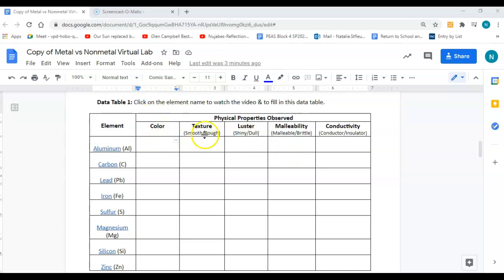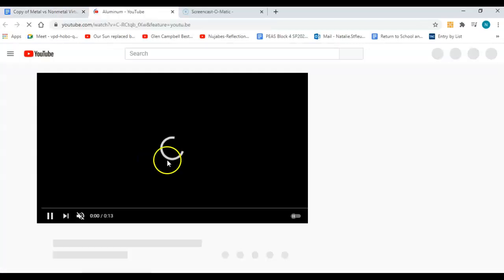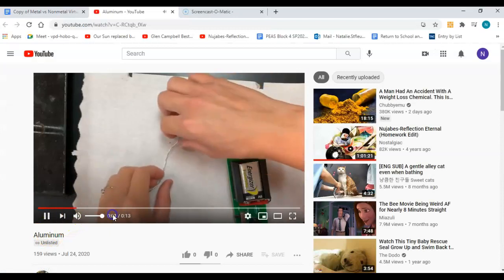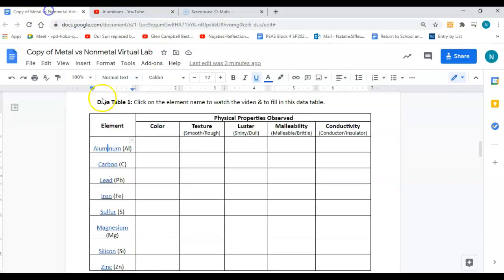So what do you have to do in this first part to test the physical properties? All you need to do is click on the video. Let's do aluminum, and you'll use the video to observe the color, texture, and luster, and then pay careful attention to the tests that are done for malleability and conductivity. So let's look at this first video for aluminum. I'm going to pause it right there. You can see that aluminum is shiny, it's silver, and it looks smooth. So I'm going to go ahead and type that in here.